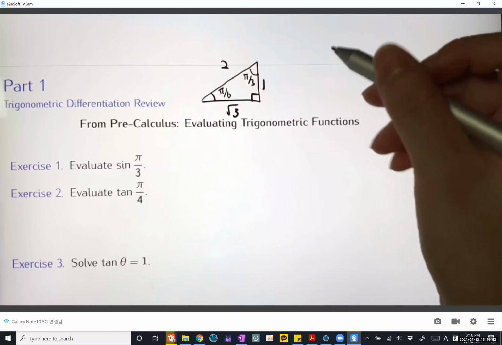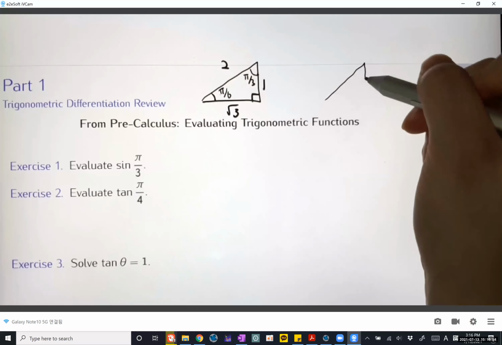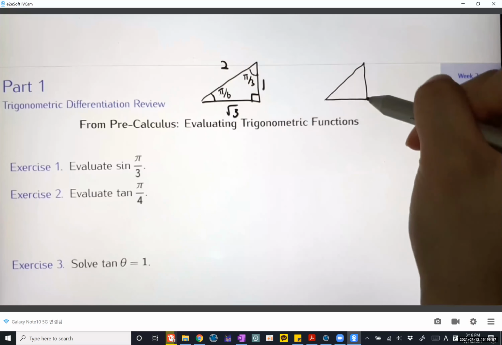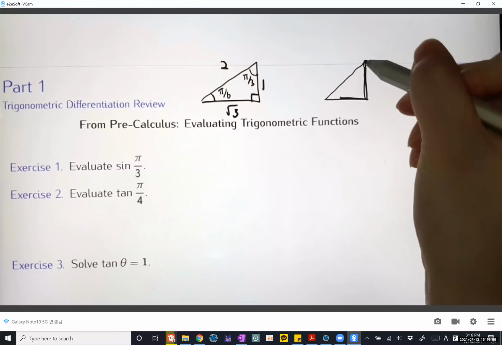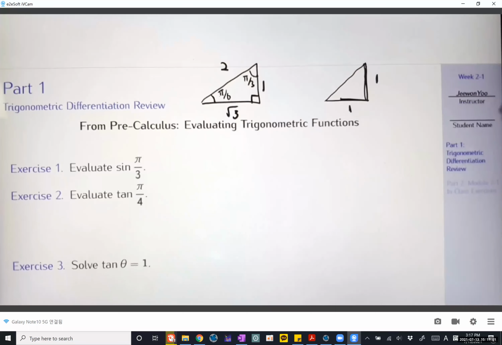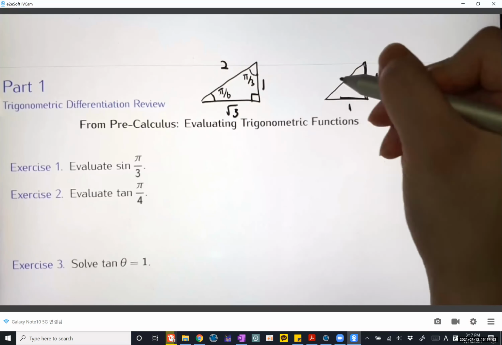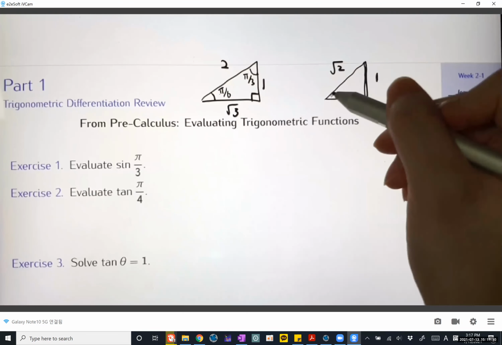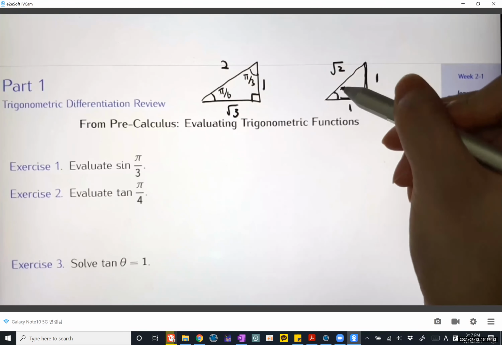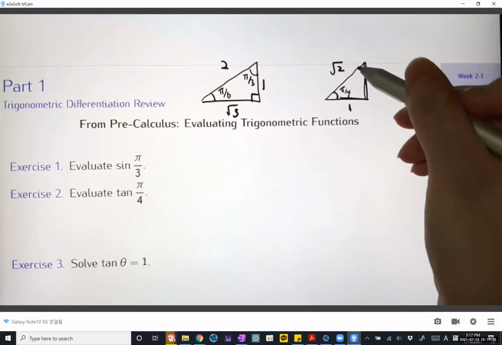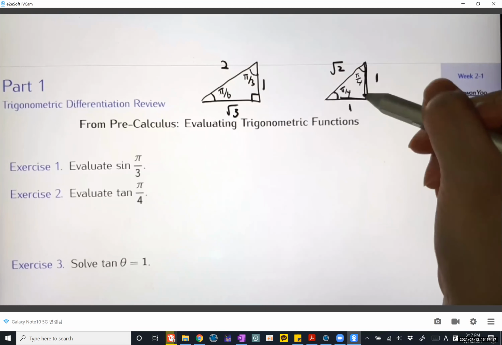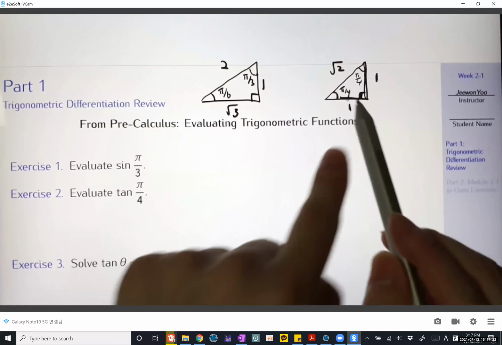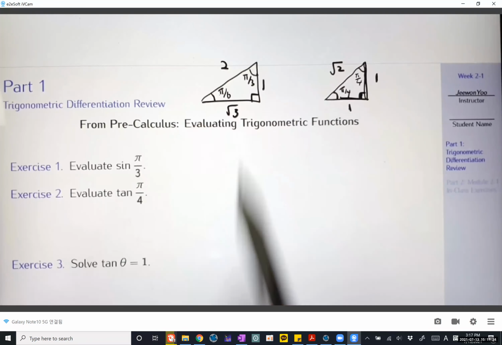Type 2 is the isosceles triangle. You know what isosceles means, right? You have two equal sides: 1, 1, square root of 2 triangle. And just like Ishika mentioned, the angle for 1 here is 45 degrees, which means pi over 4. And the angle here is pi over 4. And then the 90 degrees is pi over 2. So that's your type 2, and here's your type 1 special triangles.